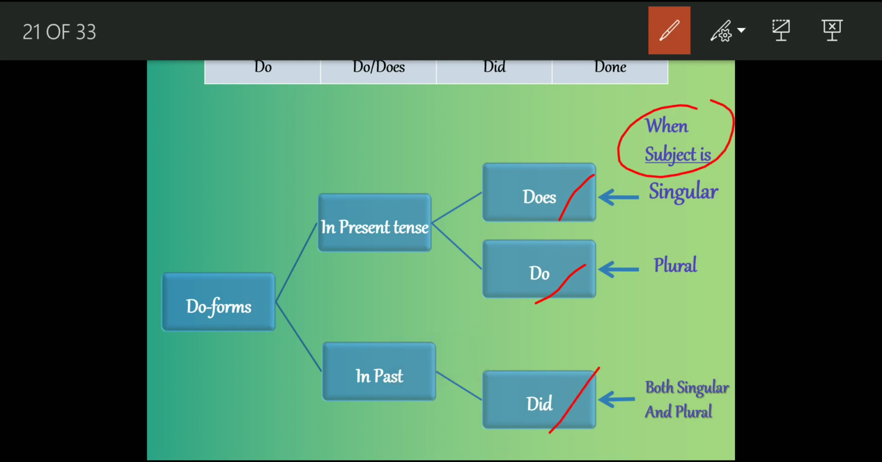When the subject is singular, in present tense we use does. When the subject is plural, in present tense we use do. Then what is the subject? The doer of the action. This is all about verbs, and a verb is nothing but action. So that particular action is being performed by whom? Who is doing that? That is the subject. If the subject is singular, if one person is doing that, in present tense it should be does. If more than one person, which is plural, then we should use do.